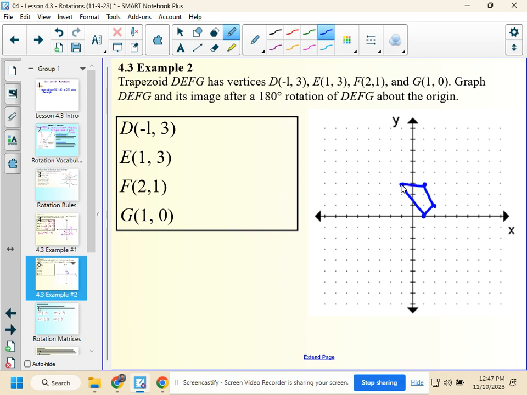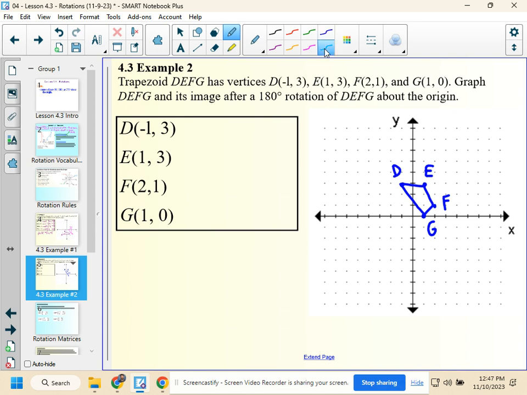Let's see. D, I'm going to put up here. E, F, and G. Just a double check. I feel like I was screwing something up there. Okay, everything's graphed. The original, our pre-image.